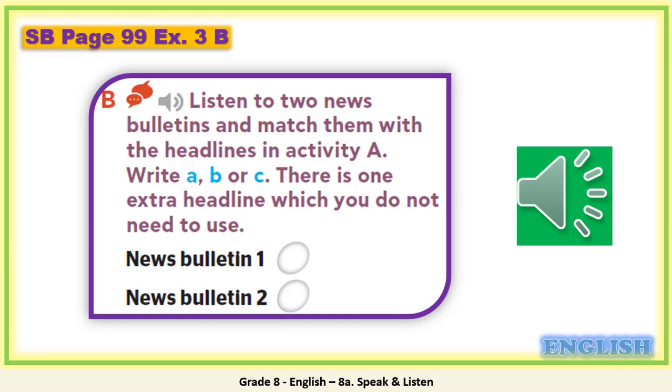Now let's move to part B, and let's read the instructions together. Listen to 2 news bulletins and match them with the headlines in Activity A. Do you remember the 3 headlines in Activity A? Write A, B, or C. There is 1 extra headline which you don't need to use. Okay, are you ready to listen? Let's listen.